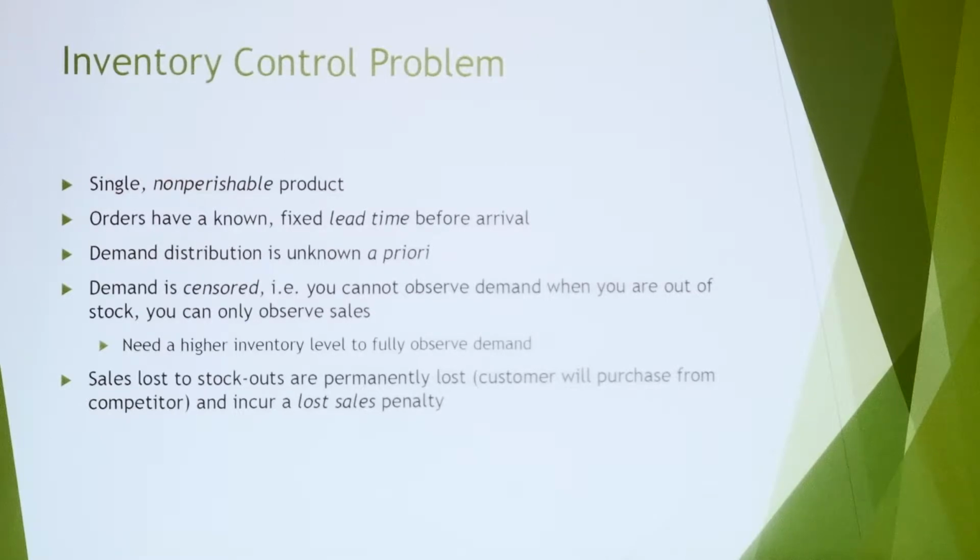The demand distribution is unknown a priori. So the main goal is to try to learn the demand distribution through having certain amounts of order on stock and observing what happens during that time period. I alluded to this earlier, but the demand is censored. That means you cannot observe demand when you are out of stock. You can only observe sales. Intuitively, this means that we want a higher inventory level in order to fully observe the demand, because if you have a low inventory level and the demand that comes in is higher, you won't know if the demand was just a little bit higher than how much you had or significantly higher.